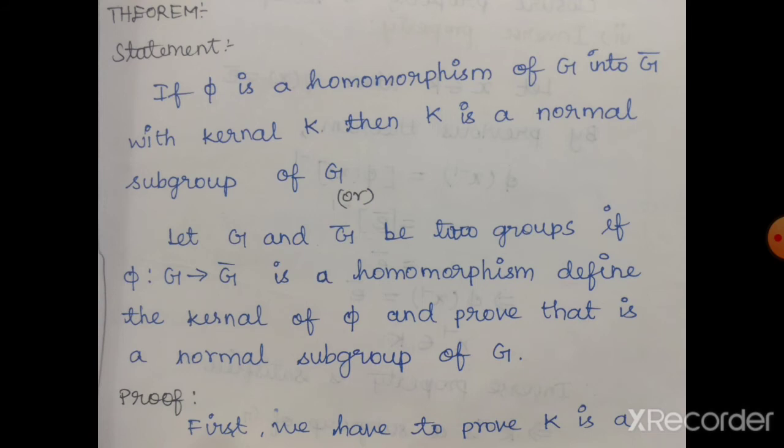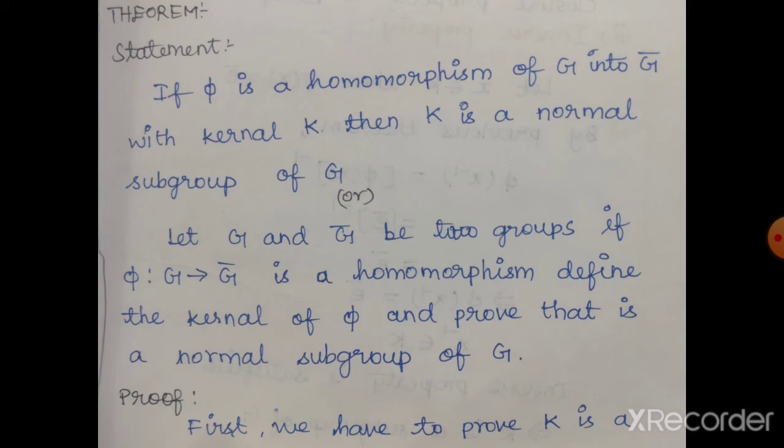The theorem statement is, if phi is a homomorphism of G into G bar with the kernel K, then K is a normal subgroup of G. Otherwise, the statement is like this: let G and G bar be two groups, and phi is a homomorphism from G to G bar. Define the kernel of phi and prove that it is a normal subgroup of G. Both the statements are equal.